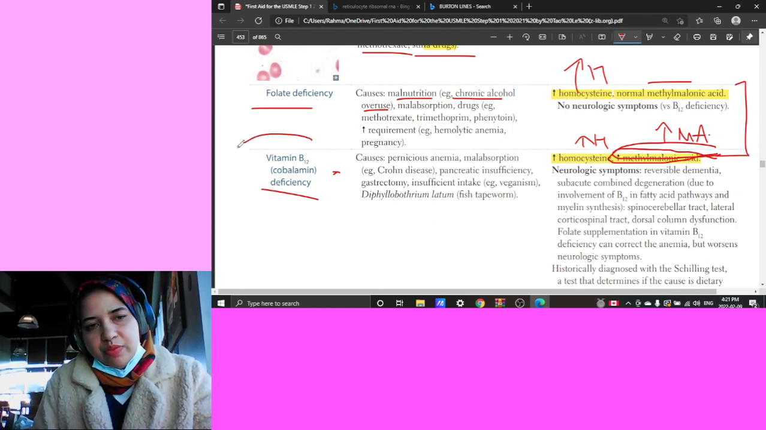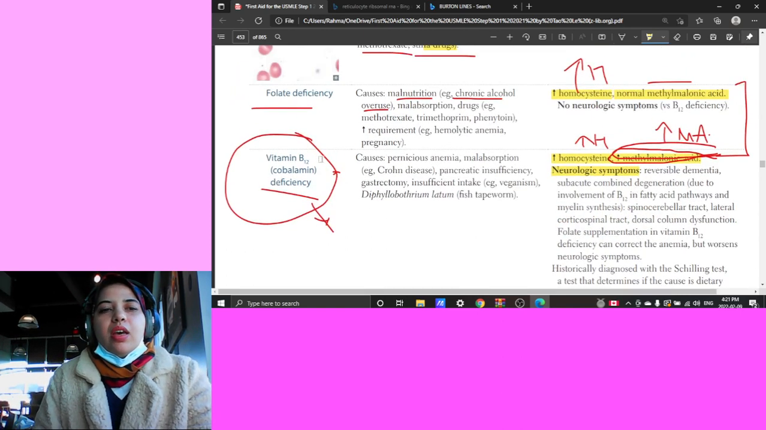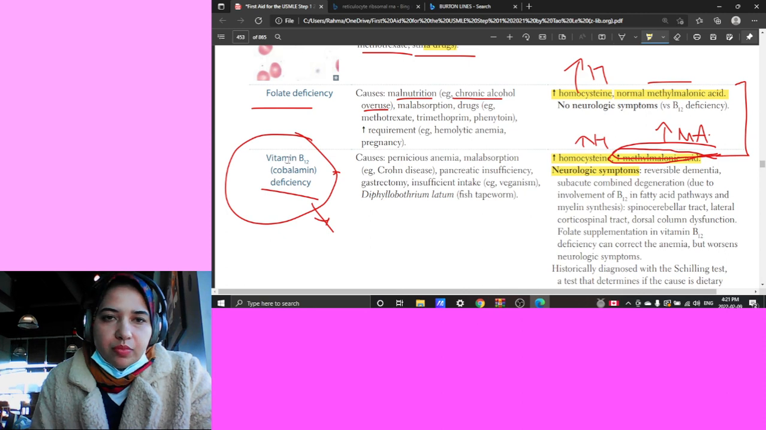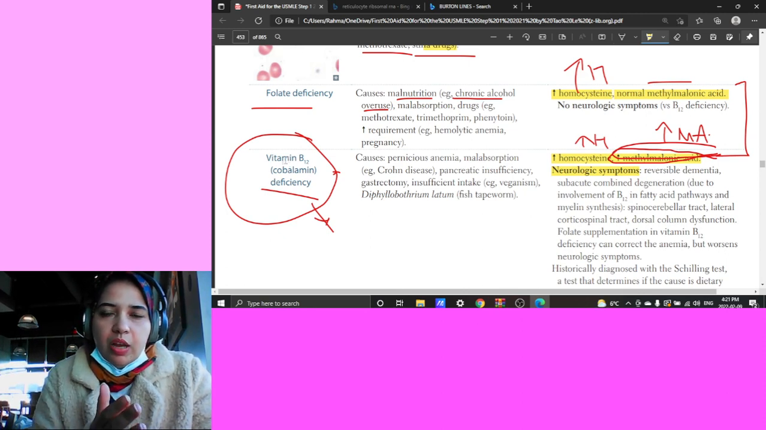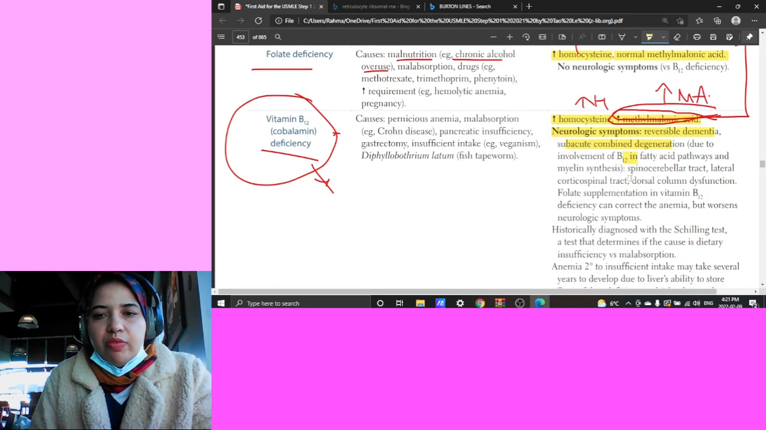There's enough literature about vitamin B12 deficiency that you need to know that it has neurologic symptoms. That's very important. And the problem with the neurologic symptoms is you might think you're only dealing with folate deficiency or vitamin B12 deficiency, but if you give them folate, you'll treat the anemia, but you won't treat the neurologic manifestations. So that's a huge problem here. A reversible dementia, you have subacute combined degeneration due to involvement of B12 and the fatty acid pathways, right? So you're going to have issues with the spinocerebellar tract and the lateral corticospinal tract. And the folate supplementation will cure the anemia, but it will worsen the neurologic symptoms because vitamin B12 is involved with myelin synthesis.